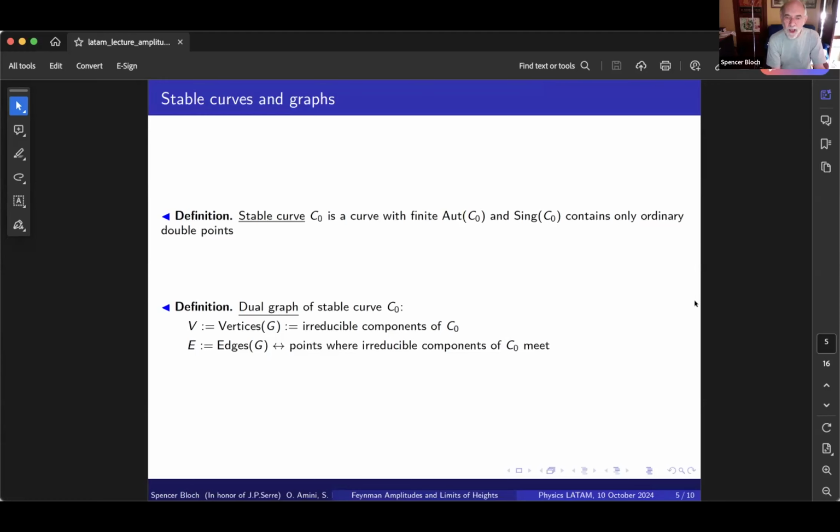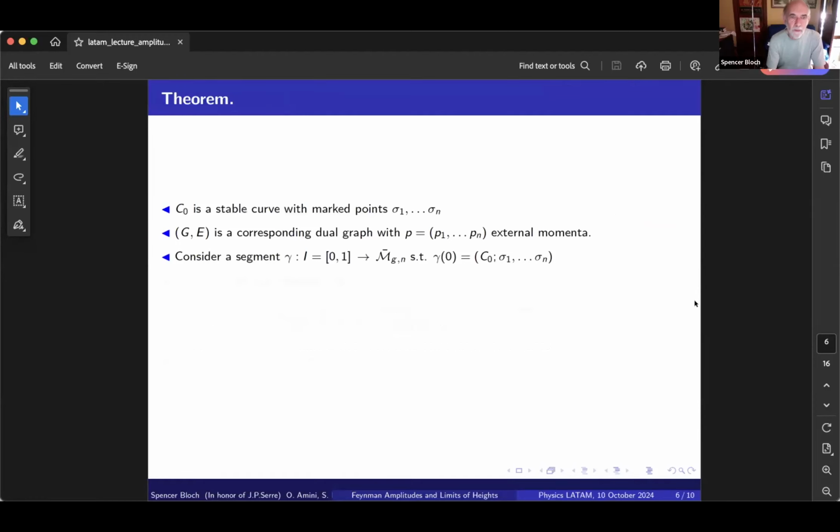So the simplest possible case would be if C naught had two components that met at a point. Then the dual graph would have two vertices because there were two irreducible components, and one edge because there was only one point where the two met, and the edge would go between the two components. So you would have two vertices and an edge. It would be the evident picture. Okay.